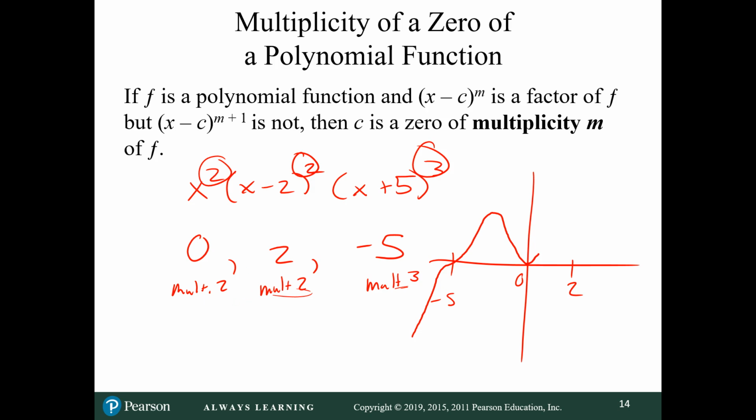So, if it has a multiplicity of 2 or 4 or 6 or 8, it's going to bounce on the x-axis. It's not going to cross it. It's going to bounce. And then again at 2, it has a multiplicity of 2, so it's going to bounce. So the function x minus 2 squared, x plus 5 cubed would look like this. Okay? If you graph it on your graphing calculator, it may not be exactly the same, but it'll look similar to that.